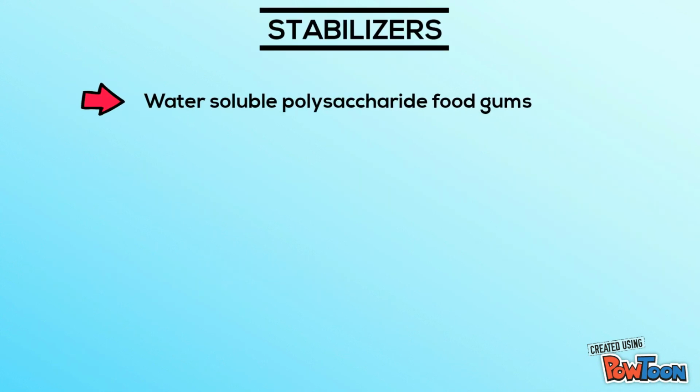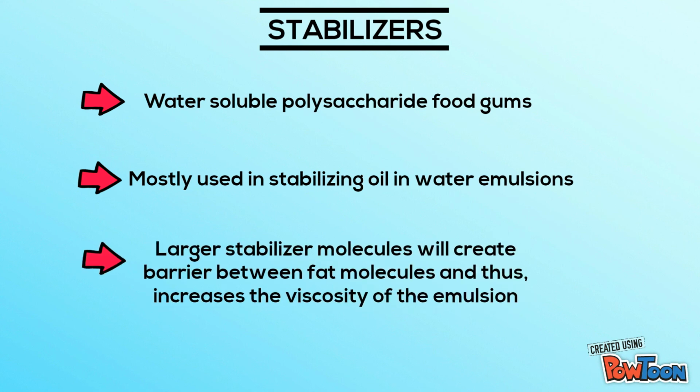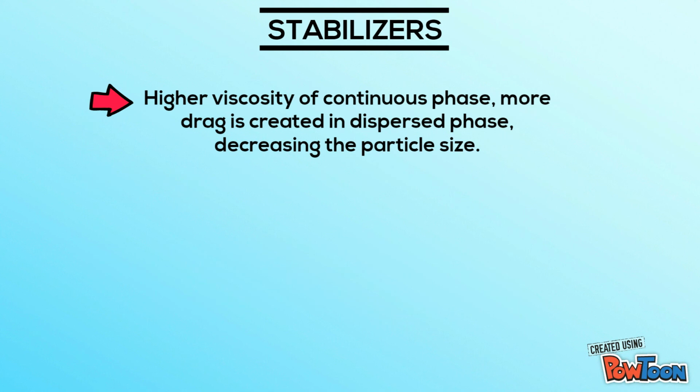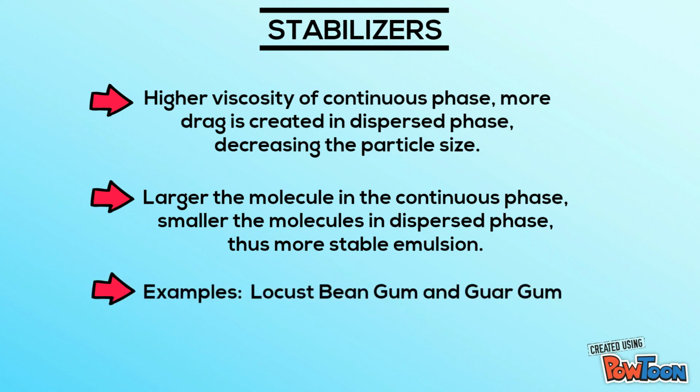Stabilizers are water-soluble polysaccharide food gums. They are mostly used in stabilizing oil-in-water emulsions. Larger stabilizer molecules will increase the viscosity of the emulsion. With higher viscosity of the continuous phase, more drag is created in the dispersed phase, decreasing the particle size. Larger the molecule in continuous phase, smaller the particles in dispersed phase, thus more stable emulsion.